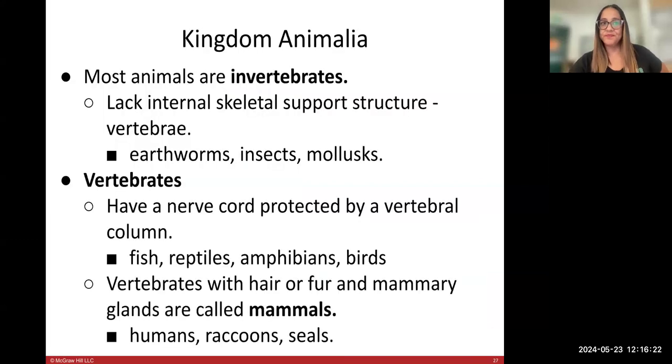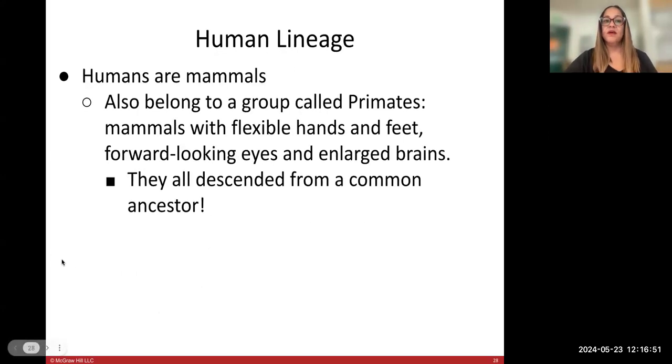We're the animals. For kingdom Animalia, most animals are invertebrates. They lack the internal skeletal support structure called vertebrae. Earthworms, insects, mollusks, these are all invertebrates. And then vertebrates have the nerve cord protected by the vertebral column: fish, reptiles, amphibians, birds. Vertebrates with hair or fur and mammary glands are called mammals. Humans are mammals, as are raccoons and seals. Humans also belong to a group called primates. These are mammals with flexible hands and feet, forward-looking eyes, and enlarged brains. All the primates descended from a common ancestor, the most recent common ancestor.